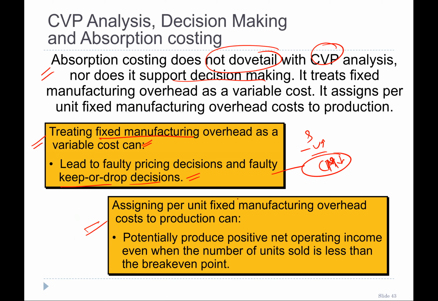Plus, assigning unit fixed manufacturing overhead cost can potentially produce positive net income even when the number of units sold is lesser than the break-even point, right? Again, that does not support the CVP analysis. It leads us to a faulty figure of break-even, right? So if our break-even answer is wrong, then how can we find out our margin of safety, target profit, this kind of stuff, right?